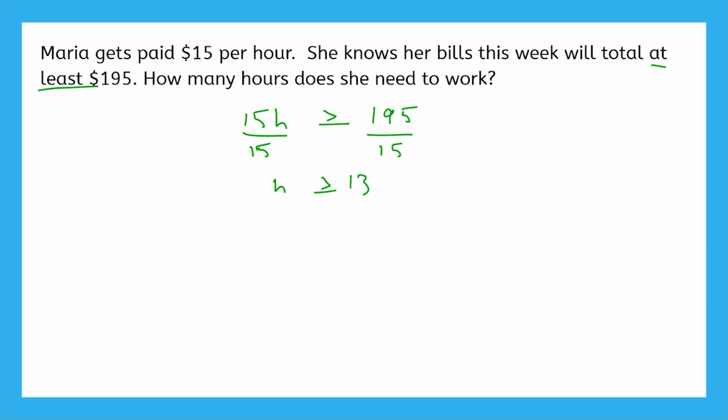Why? Because at 13 hours, she'll make exactly $195, enough to pay her bills. But if she works more than 13 hours, she'll make more money.